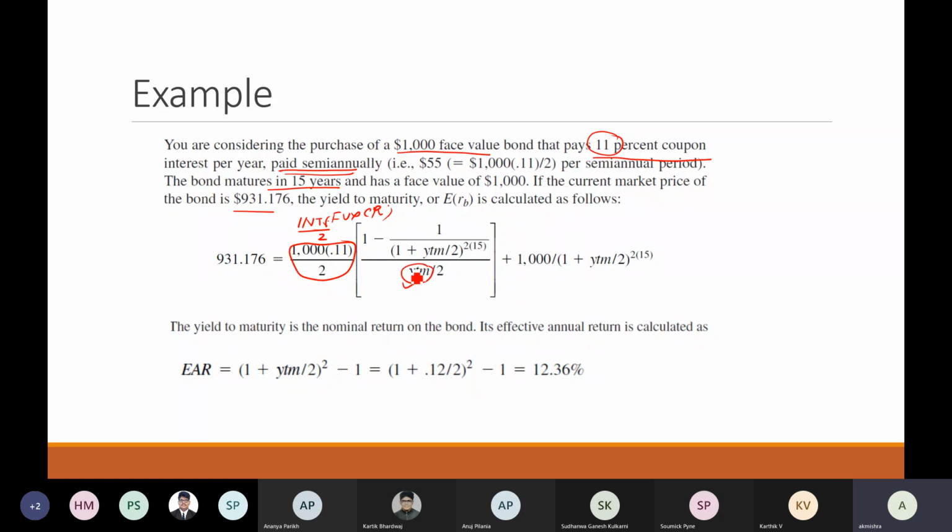So this is the unknown entity. And this is because it is going to mature at face value. So this is how we can frame it. And then using the trial and error method, we can calculate YTM. But remember, whatever YTM you get will be based on the semi-annual period.